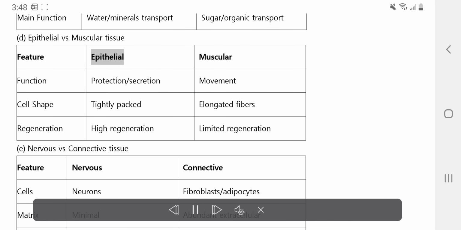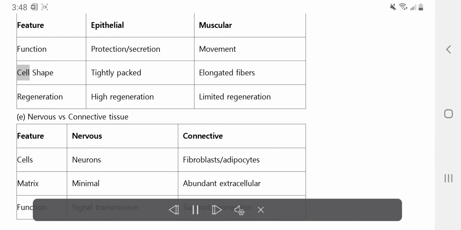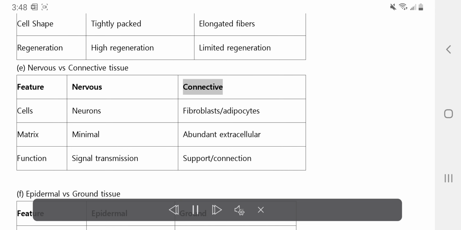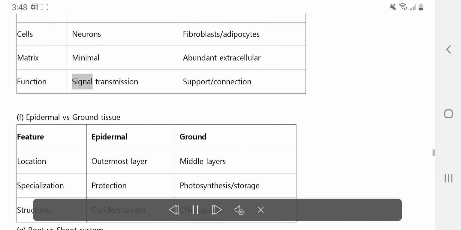Epithelial versus muscular tissue. Feature. Epithelial. Muscular. Function. Protection/secretion. Movement. Cell shape. Tightly packed. Elongated fibers. Regeneration. High regeneration. Limited regeneration. Nervous versus connective tissue. Feature. Nervous. Connective. Cells. Neurons. Fibroblasts/adipocytes. Matrix. Minimal. Abundant extracellular. Function. Signal transmission.